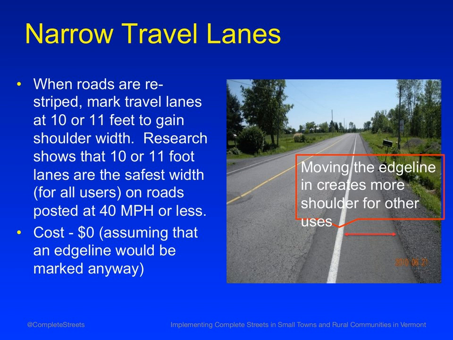There's actually some good safety research now that shows that a 10 or 11-foot travel lane at 40 miles an hour or less is actually safer than a wider lane. So there's some real safety benefits to that. And just moving that edge line in by a foot or two without any additional widening results in a wider shoulder where people can walk or bike, especially in more rural settings.